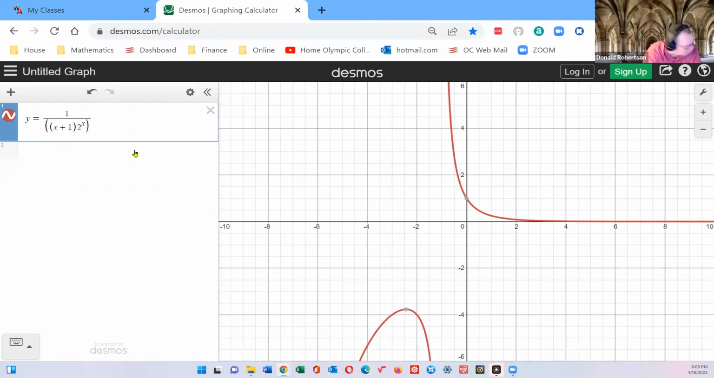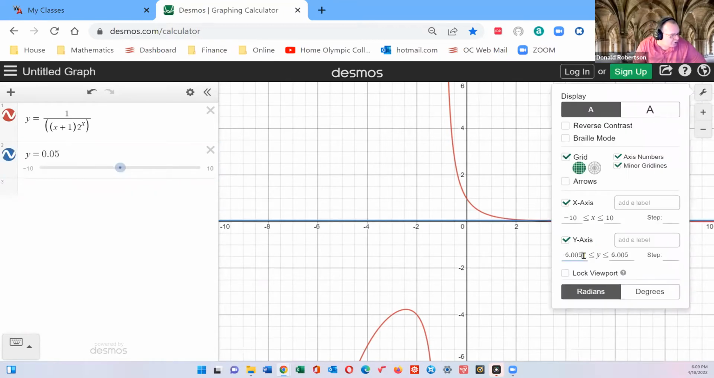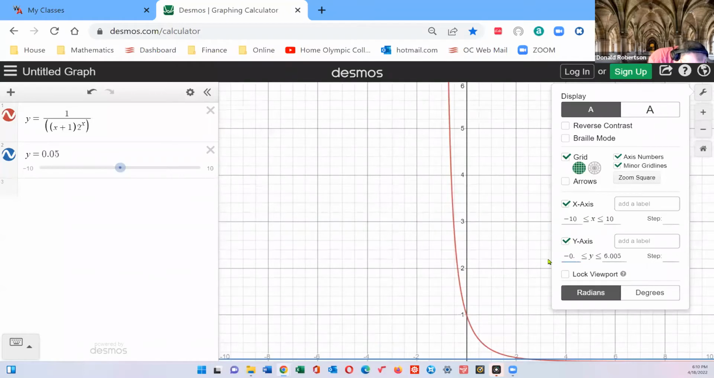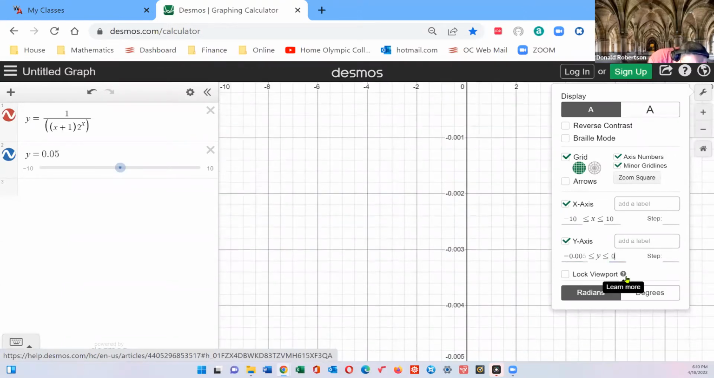Now, I want it to be equal to 0.05. And remember that horrible mess that you could never find it because it was so small? Here is the fix. I'm going to go here and I'm telling the y values to be negative 0.005. And I'm going to make the other side not quite 0.005 because I want to see the answer, but 0.06. Oops, 0.06.